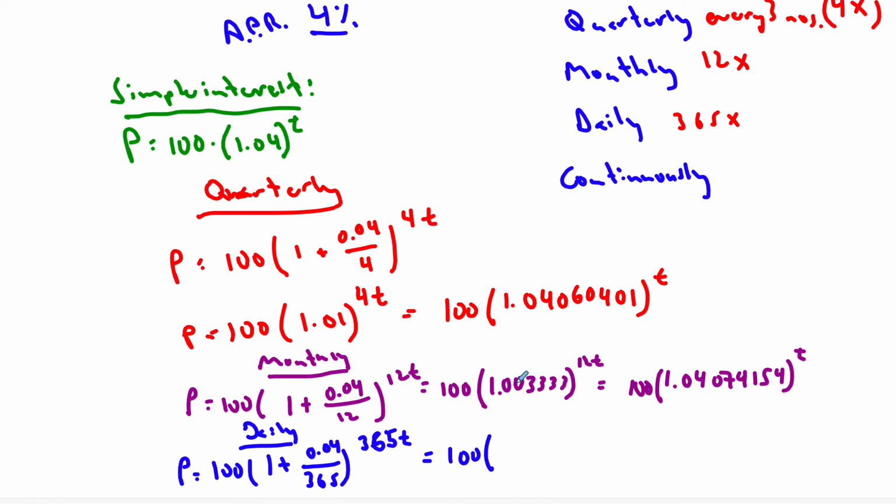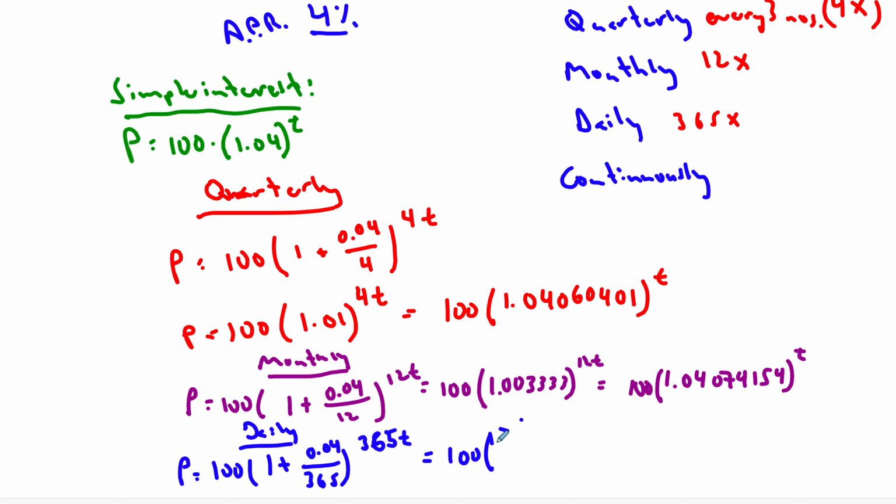So I'm not going to bother with this minimum calculation, but I'm going to figure out what 1 plus 0.04 divided by 365 is, and then raise that to the 365th power and see how much better that is than just simple interest or any of the other compoundings. So I would be doing 1 plus 0.04 divided by 365, and then I'd raise that, because I'm adding it once every day, to the 365th power.